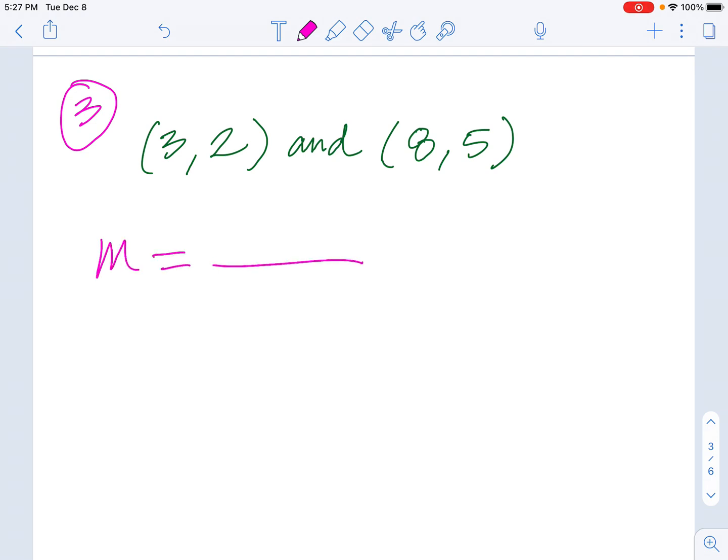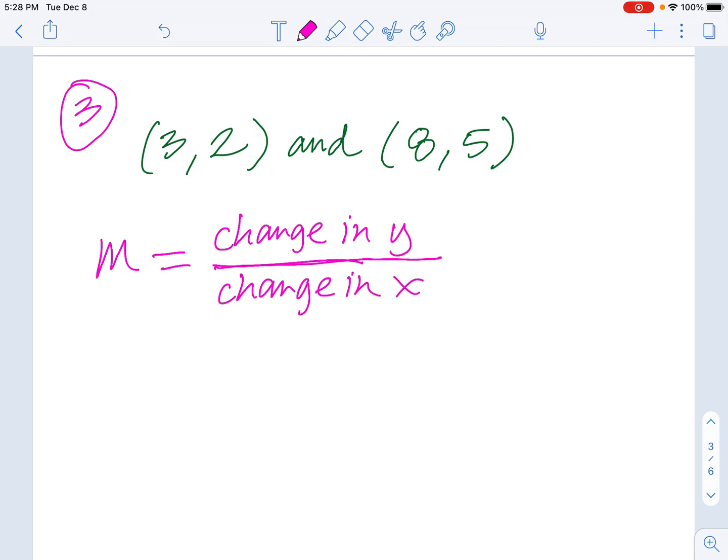If the slope is the change in y over the change in x, and basically, we're going to see if this is our y value here, and this is our other y value, then how much does it change between those two values? If these are our two x values, then how much does it change between those two values?